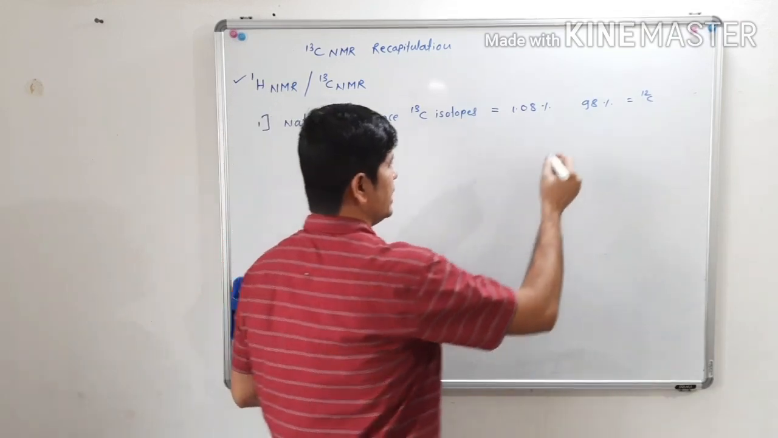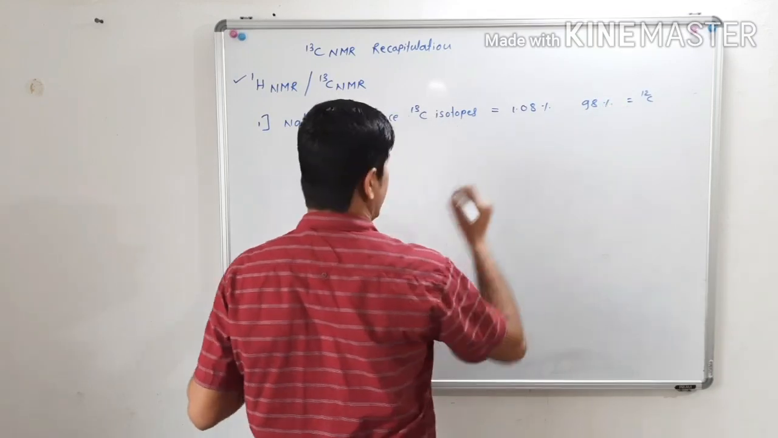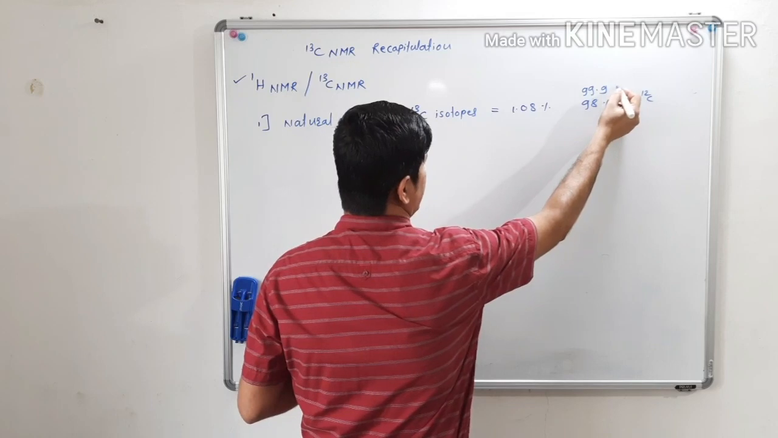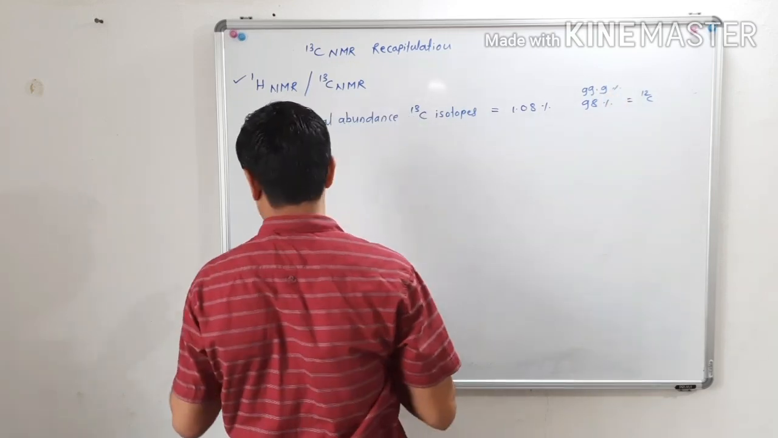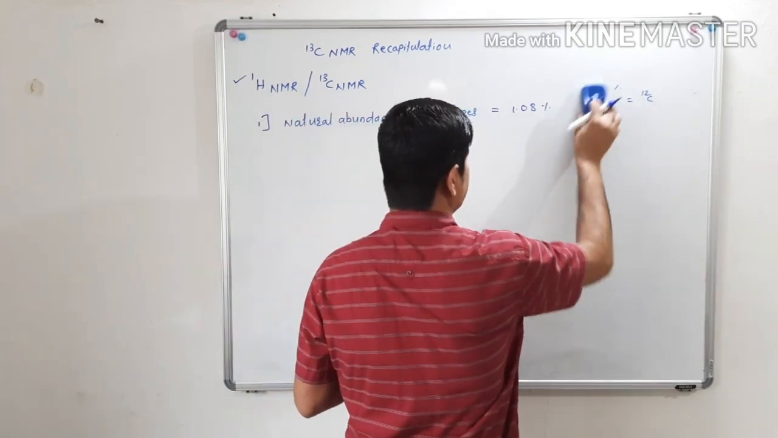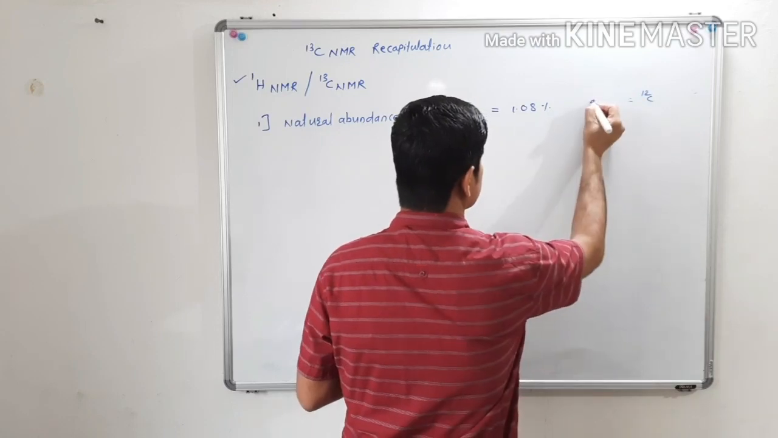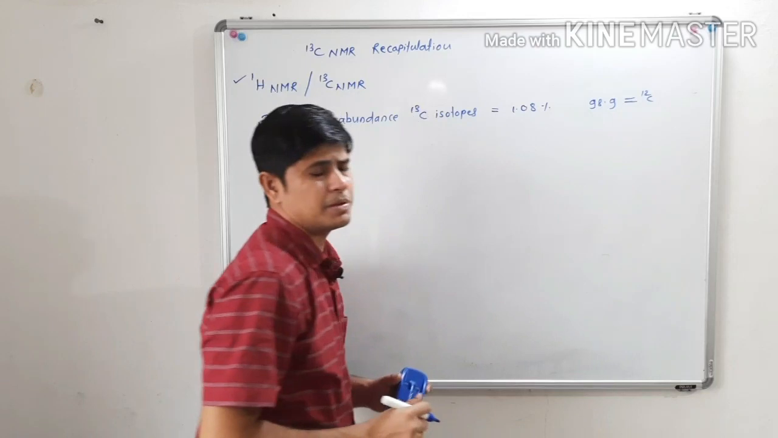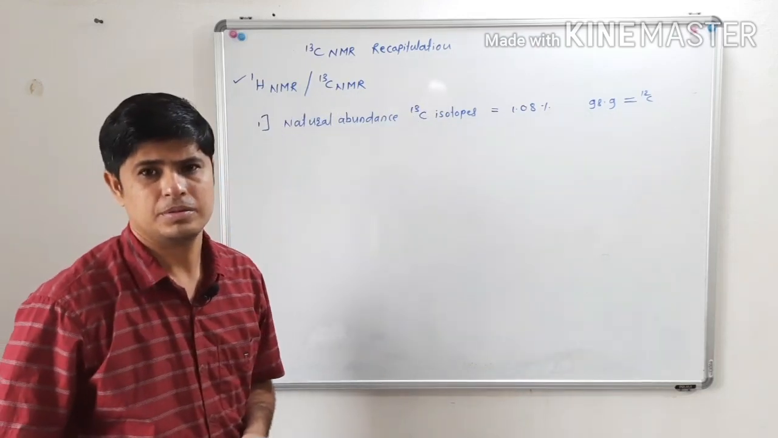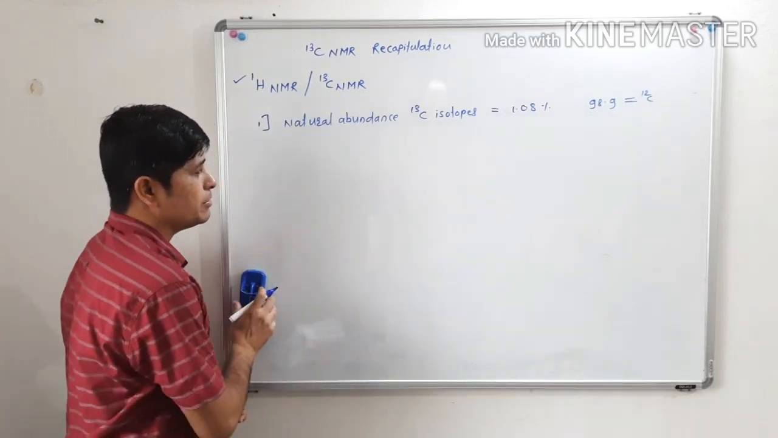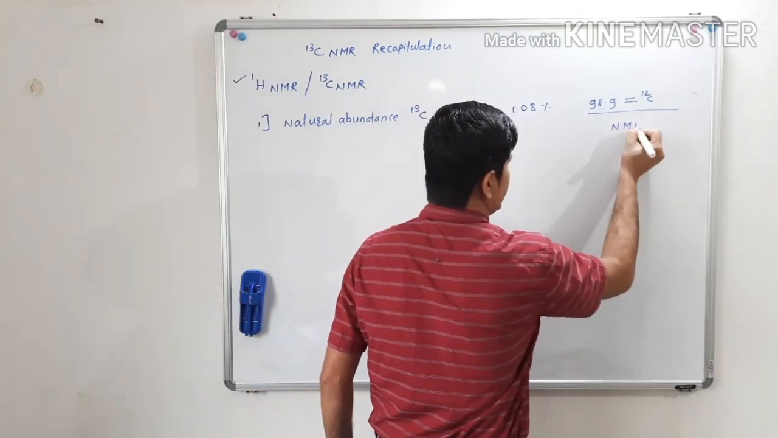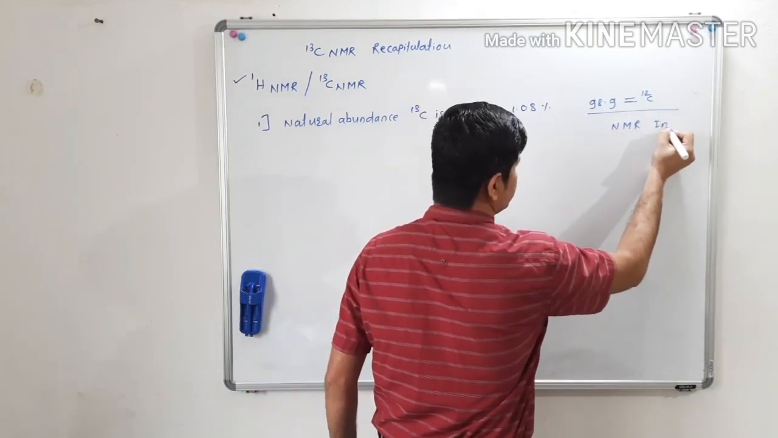Here it is 98.9%, sorry, that is the percentage of carbon 12 isotope. And this carbon 12 is NMR inactive. This is what we have seen.